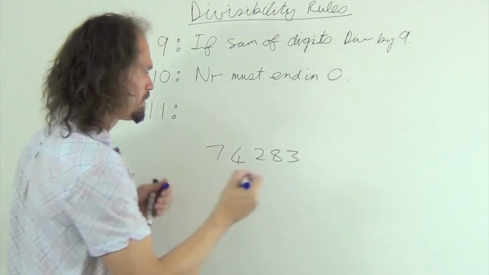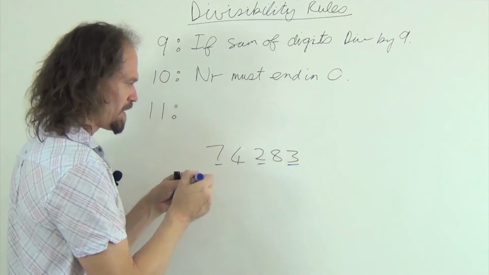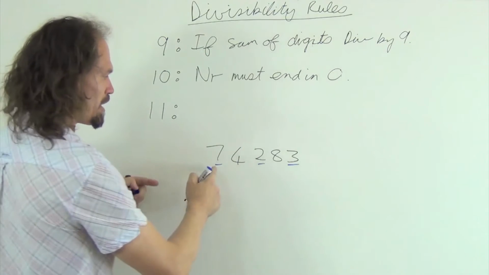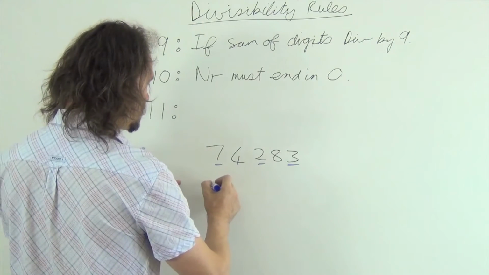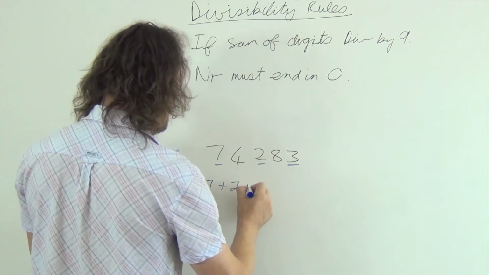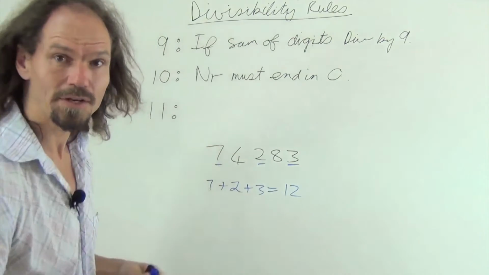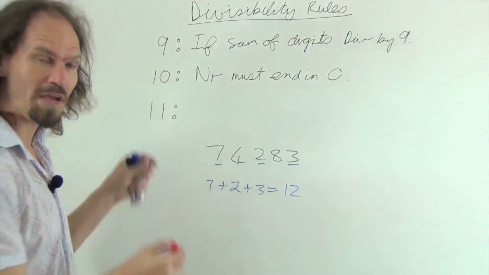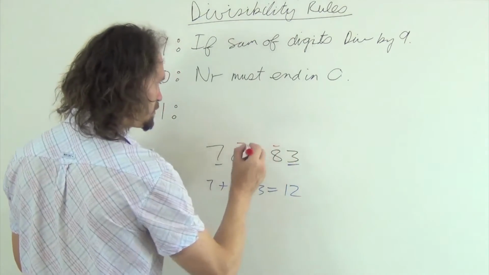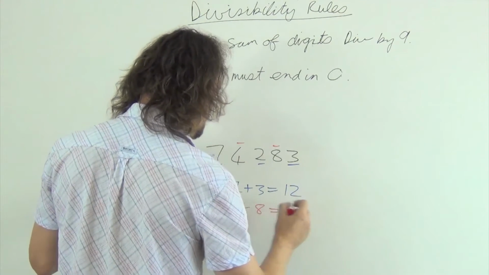So here we go. I take the first one, the third one, and the fifth one. I take those numbers and I add them together. 7 plus 3 plus 2 is 7 plus 2, plus 3 is 12. And I add the remaining numbers, all the even ones there, those two. So I go 4 plus 8 is 12.